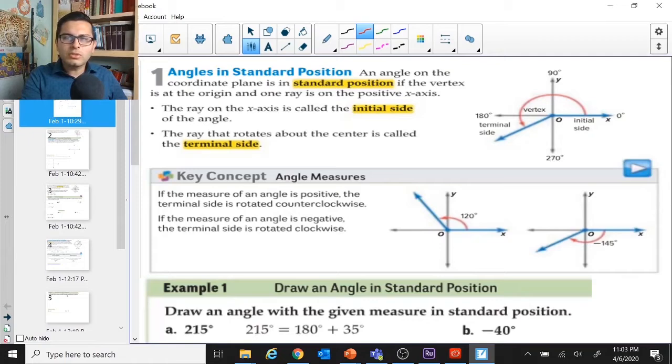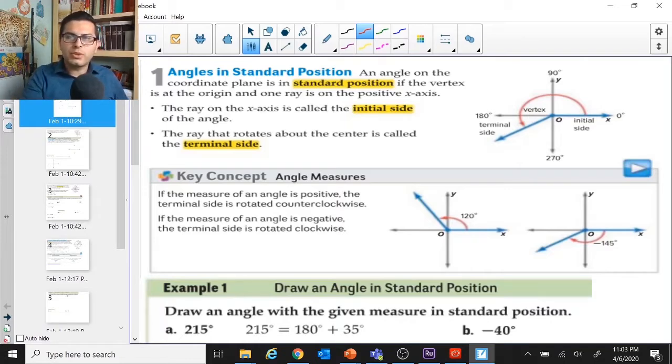Now, the terminal side is wherever the line ends. It's the second part of this angle. Terminal meaning ending. A nice way to remember this is when we used to take planes to places, the place that we would end up where we get all of our luggage at the end is called a terminal. You can also think of the terminator that ends people. Therefore, the terminal side is the side that ends the angle.